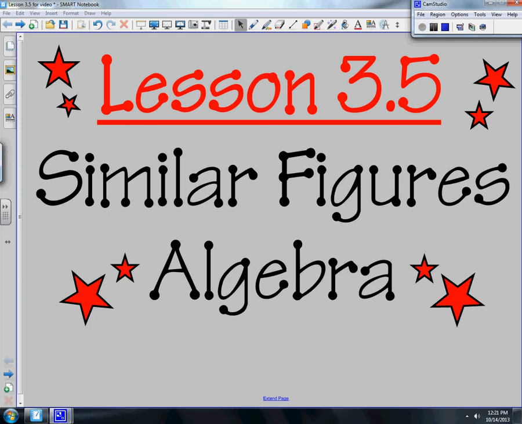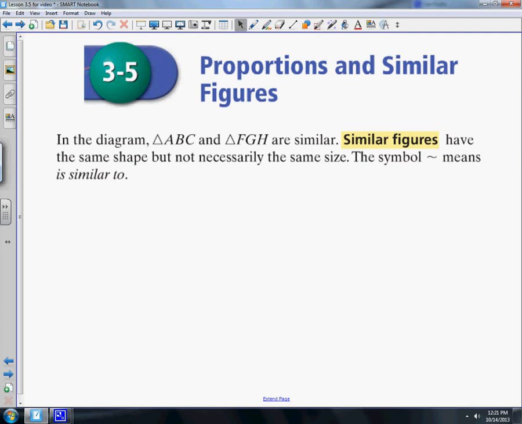Lesson 3.5 for algebra is similar figures. So it's proportions and similar figures. In the diagram, triangle ABC and triangle FGH are similar. This is in your book. Similar figures, here's what I want you to have in your notes. Similar figures, keyword: have the same shape but not necessarily the same size.